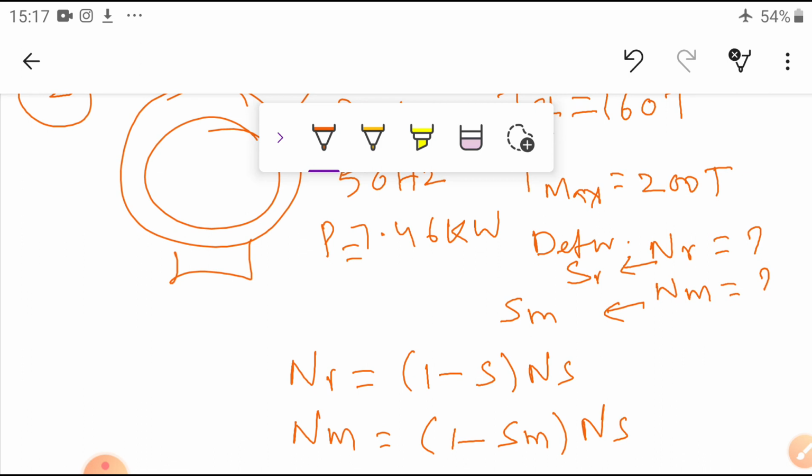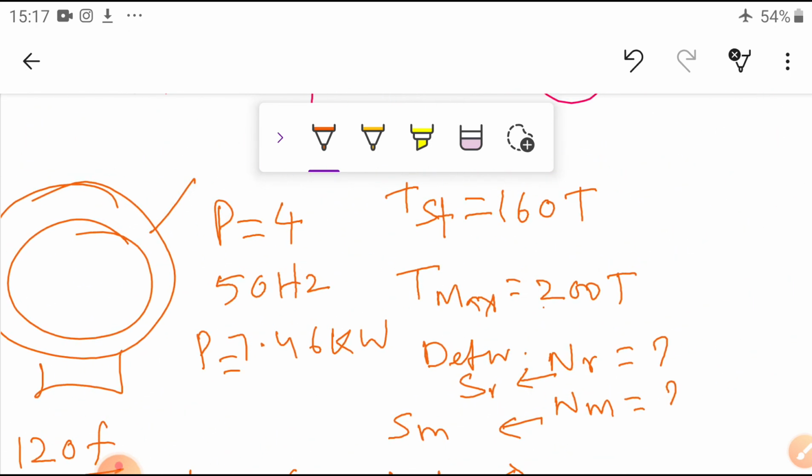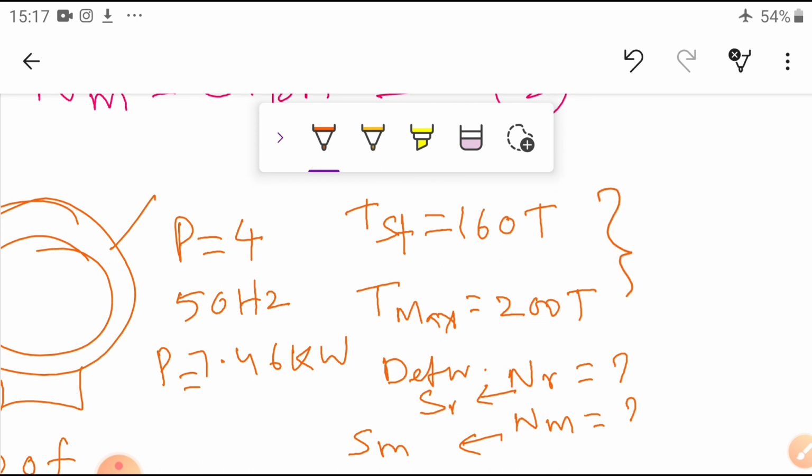So I know this value is given, what is the Ns? Ns is equal to 120 F by P. Okay, so F is equal to 50 Hz, P is equal to 4 poles. Then I am going to calculate directly the 1500 RPM, routine problem. I know this value, I know this value, I want the S and Sm. So how are we going to get this one? I require it based on the given conditions. What are these conditions given?